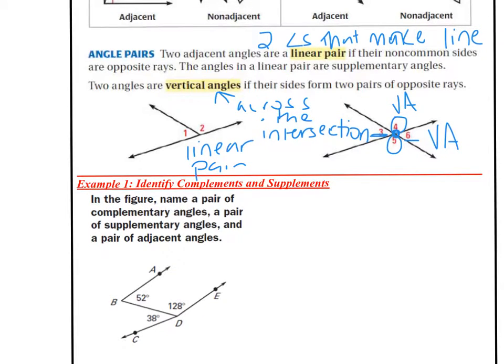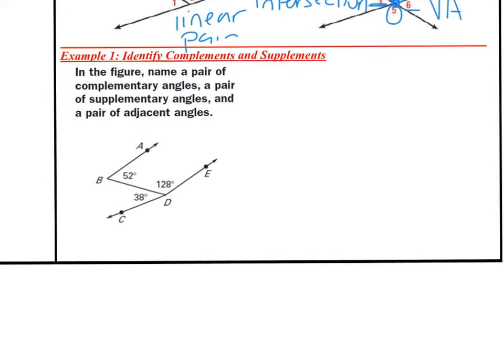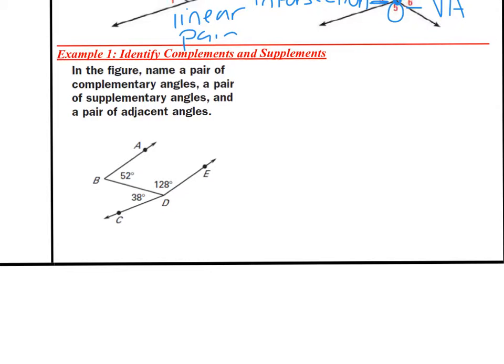So lots of new vocab words for today. Let's practice using some of them. In the figure, name a pair of complementary angles, a pair of supplementary angles, and a pair of adjacent angles. So complementary first. I need two angles that add to 90 degrees. Well, 52 and 38 are the numbers that they give me that would add to 90 degrees.